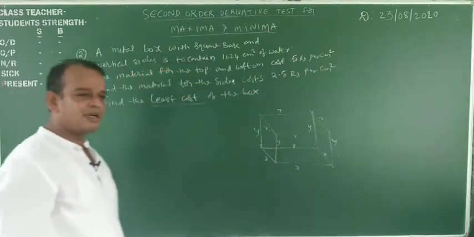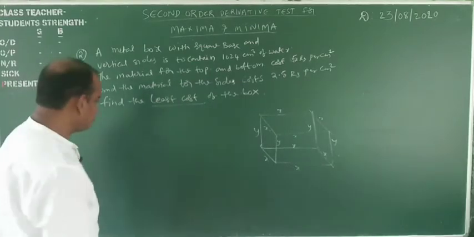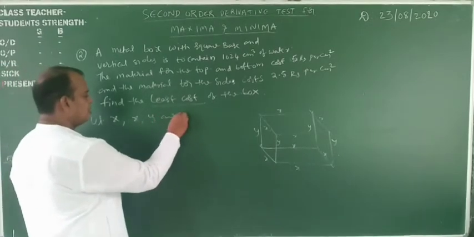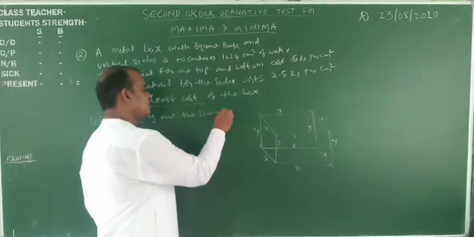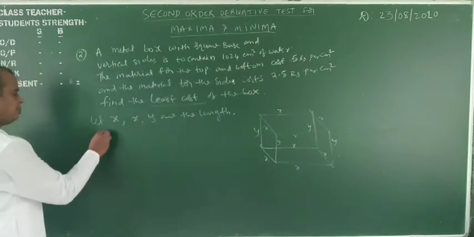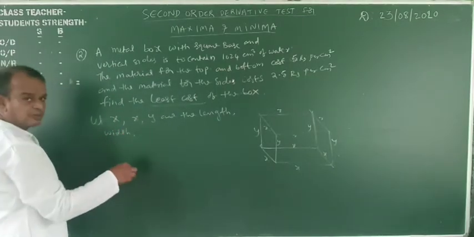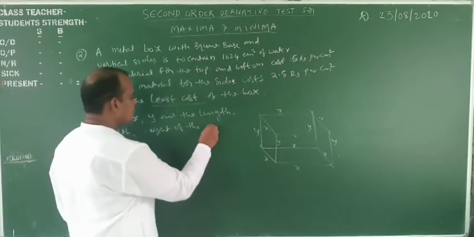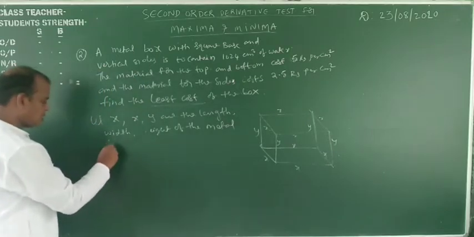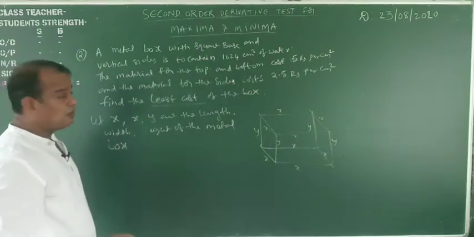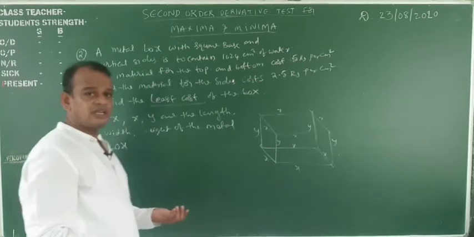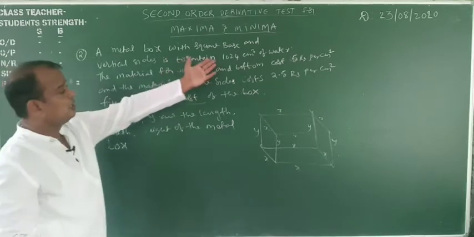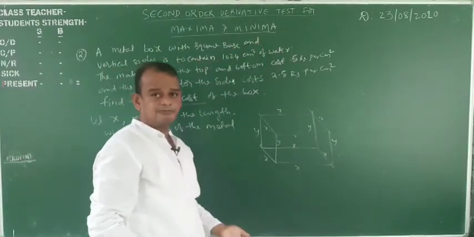Top and bottom are the squares. Let x, x, y be the length, width or breadth, and height of the metal box. Okay, my dear students. Now volume is clear. Volume means length into breadth into height, x square into y. Now volume of the metal box. Volume means 1024 centimeter cube of water is given.